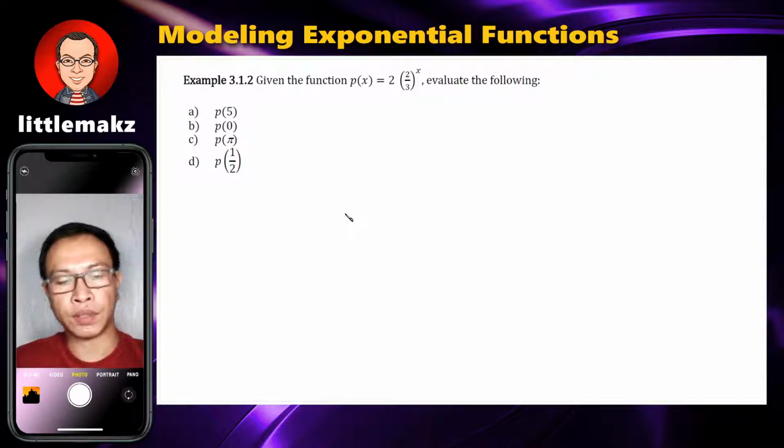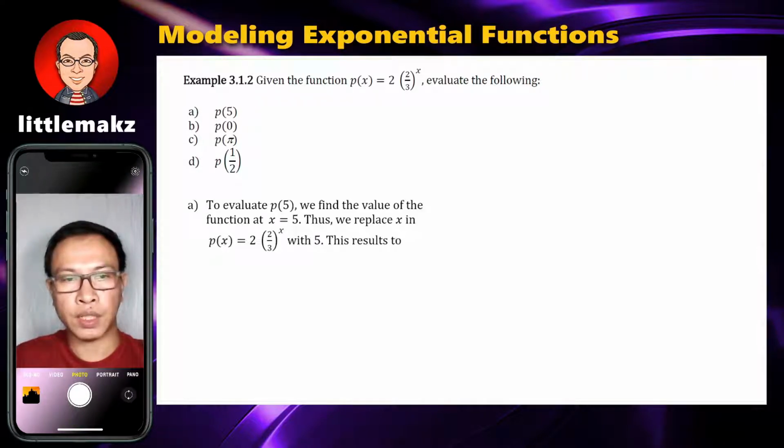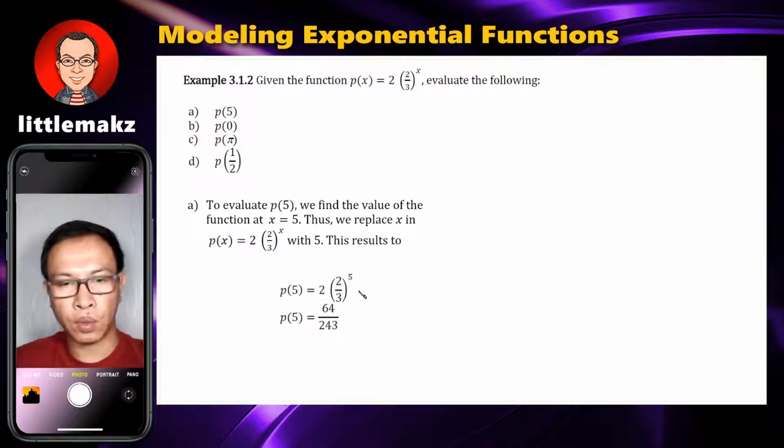So how do we evaluate functions? We have the first example is p of 5, given that the function is p of x is equal to 2 times quantity 2/3 to the power of x. Okay? So in that case, P of 5 is equal to 2 times the quantity 2/3 to the 5th power. So we all know that this is actually equal to 2 times, what is 2 to the 5th power? 32. And 3 to the 5th power is 243. Making this 64 over 243.